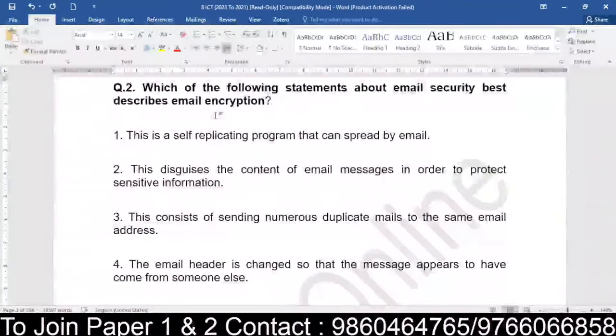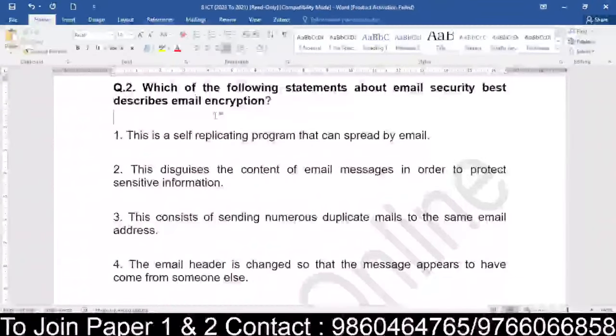Which of the following statements with respect to email security best describes email encryption? We are talking about the statement which best describes email encryption. One option: this is a self-replicating program that can be spread by email. Another: it disguises the content of email messages in order to protect sensitive information. Another: it consists of sending numerous duplicate mails to the same email address, or the email header is changed so that the message appears to have come from someone else. So which of those statements stands to be correct?